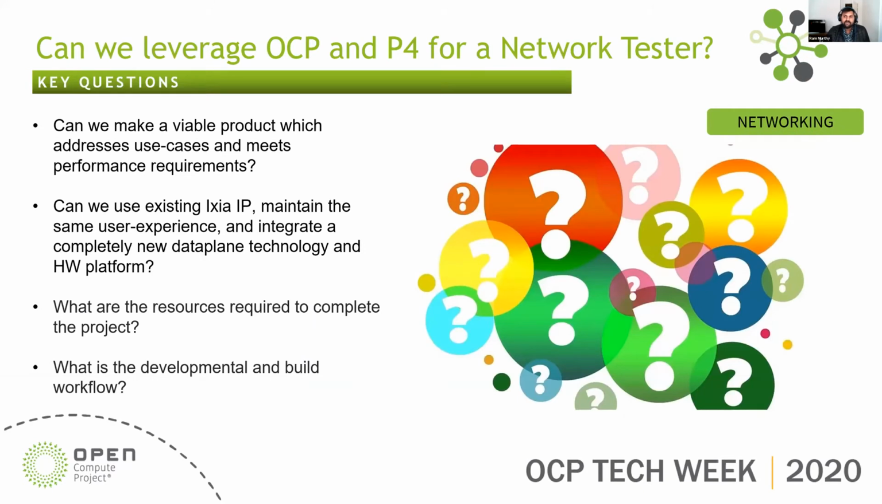Next, we'll pose some critical questions that we faced along this design and development phase. First and foremost, can we leverage OCP and P4 to make a network tester and really leverage those synergies that exist there? Specifically, can we support our customers' typical use case and performance requirements and create a minimum viable product using these technologies? Along those lines, can we leverage our existing IP and maintain the same user-facing experience while integrating a completely new data plane technology and hardware platform? And finally, what does it really take to deliver this product to market, and what is the best way to accomplish this?